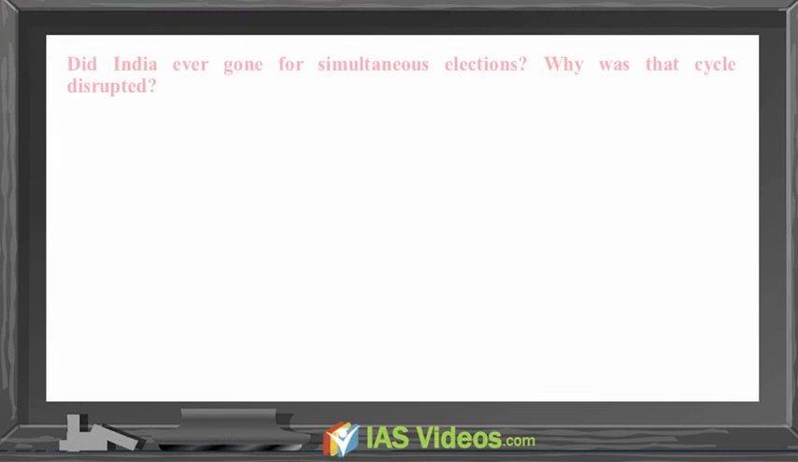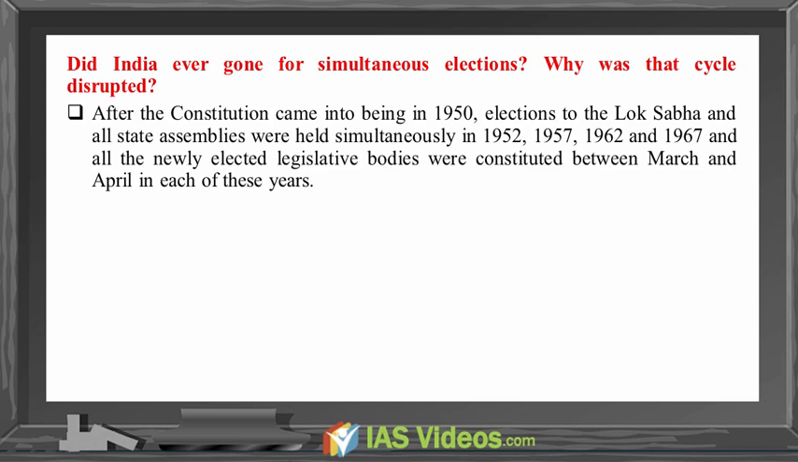Did India ever go for simultaneous elections? Why was that cycle disrupted? After the Constitution came into being in 1950, elections to the Lok Sabha and all the state assemblies were held simultaneously in 1952, 1957, 1962 and 1967. And all the newly elected legislative bodies were constituted between March and April in each of these years.